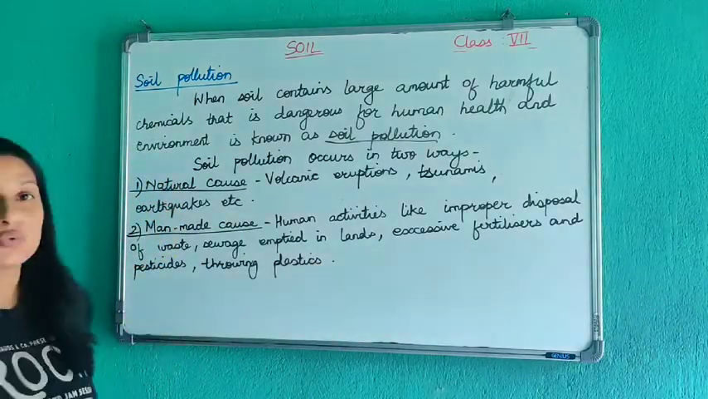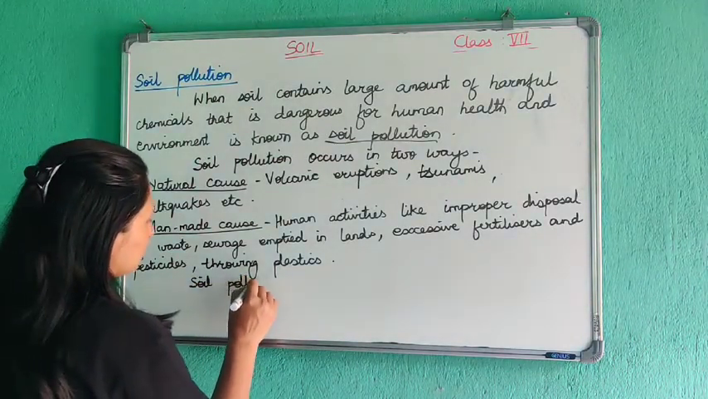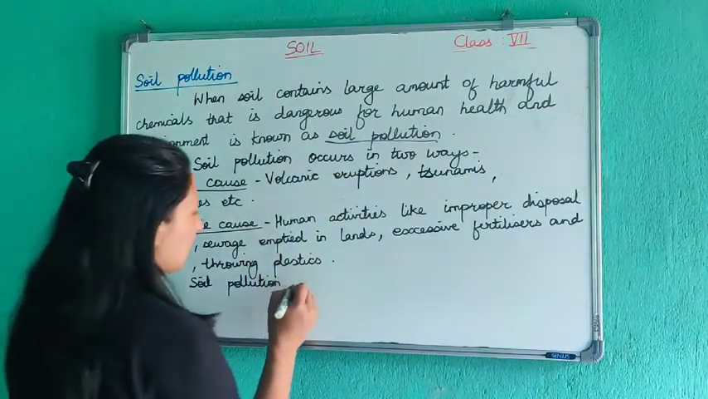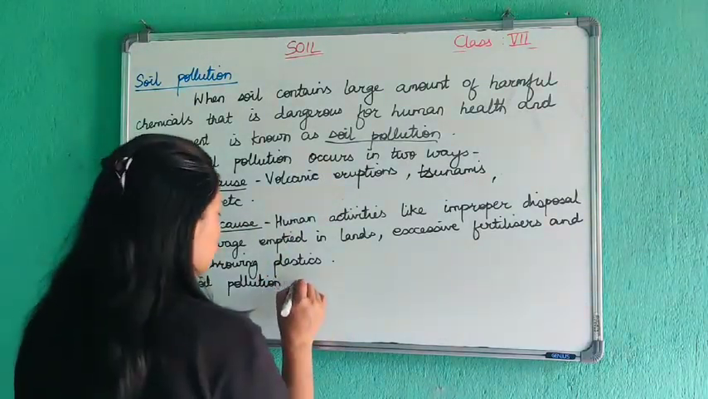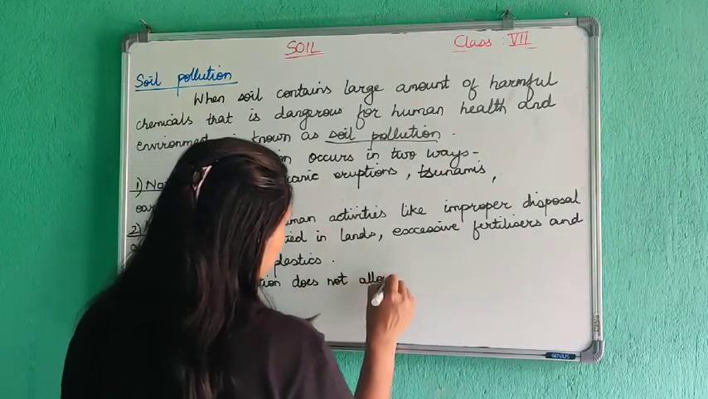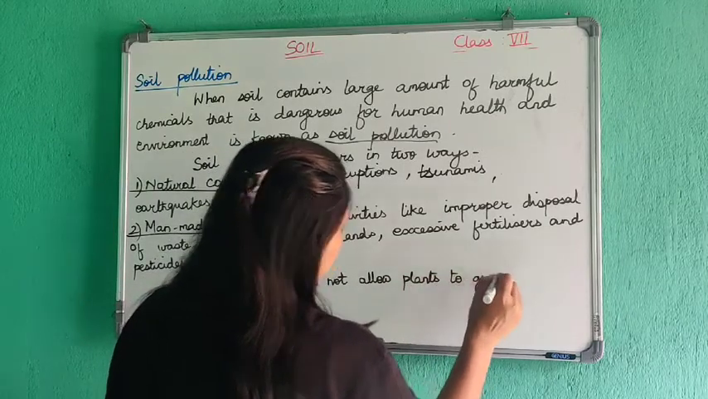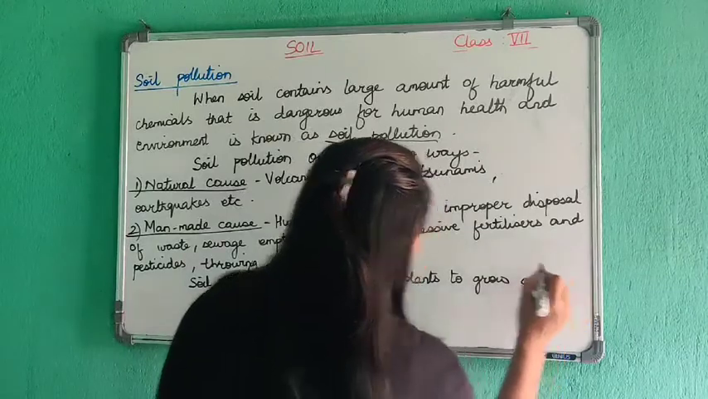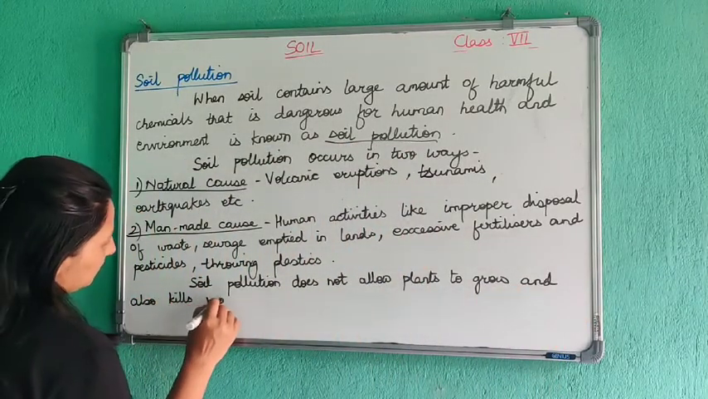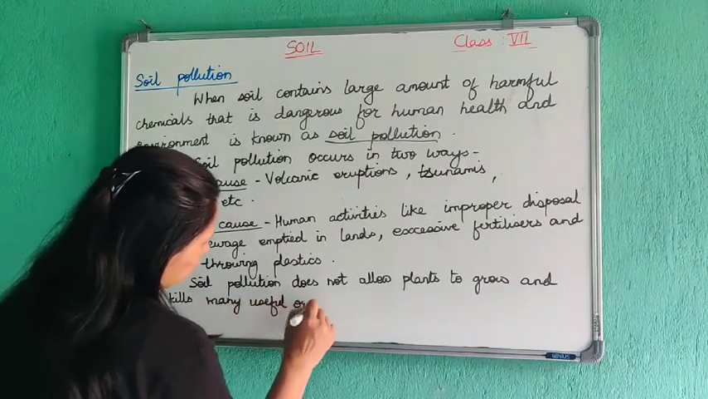Soil pollution is not good. Soil pollution causes diseases in human beings. It harms the environment. So it does not allow plants to grow. Right? Soil pollution does not allow plants to grow, and it also kills many useful organisms of soil.